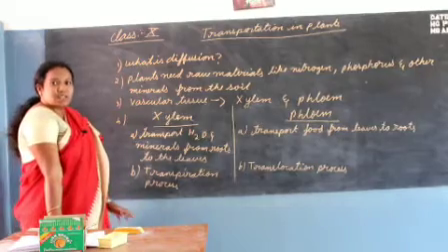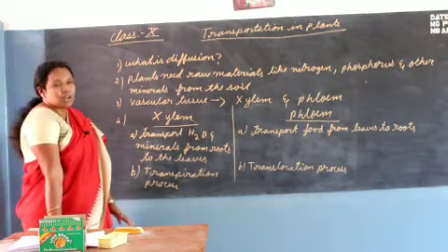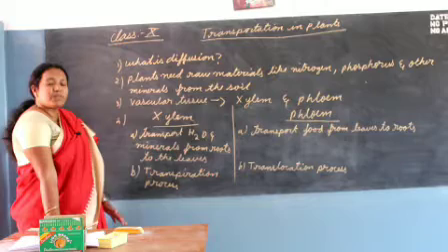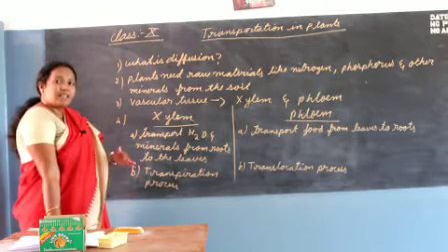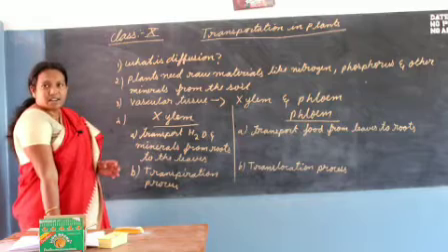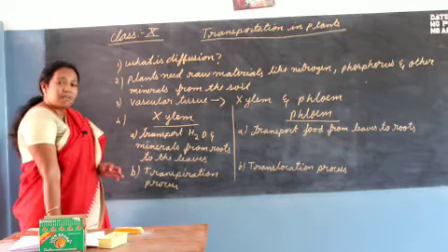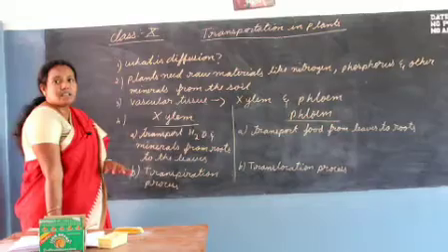Diffusion is easy in smaller plants when compared to taller plants because the distance between the roots and the leaves is short in the smaller plant, whereas it is far in a taller plant. So in taller plants diffusion takes place very slowly.